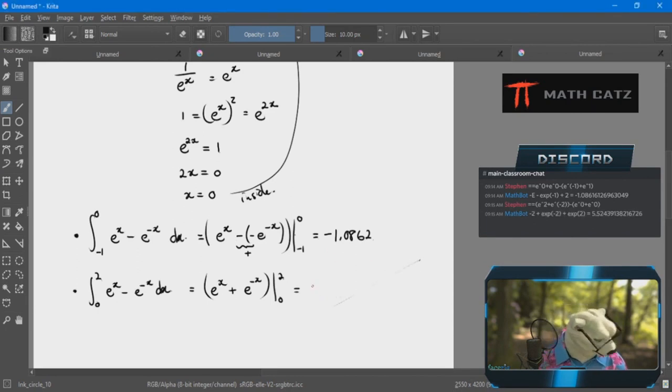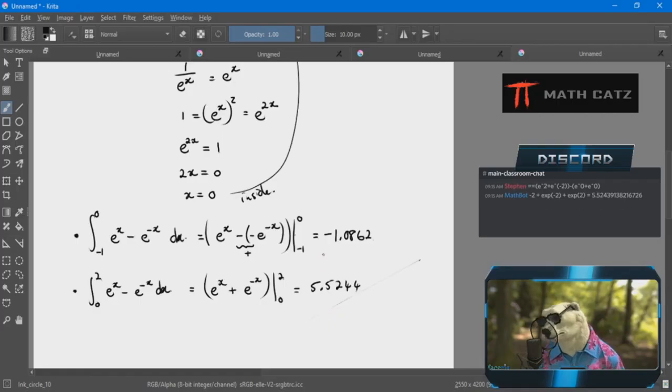And we get 5.5244-ish. So I see, oh, I made a mistake in the order of the first one. Just drop the negative. So then the total area, I rounded these, and you can certainly use the originals, 1.0862 plus 5.5244. And we finish our question.